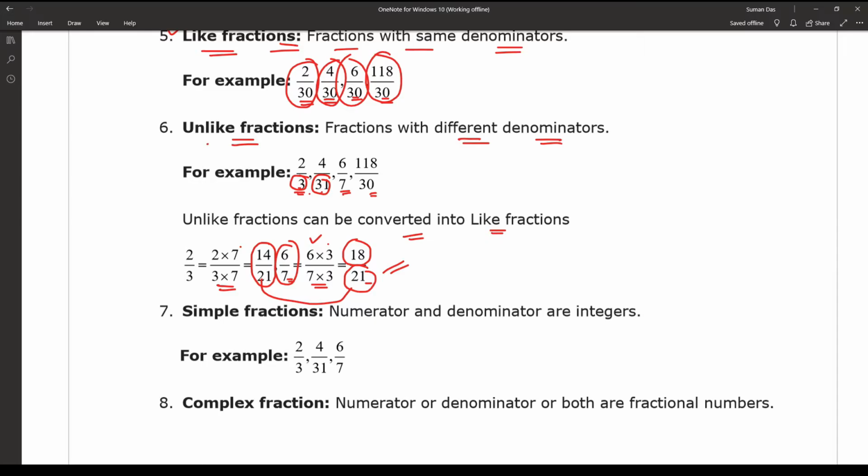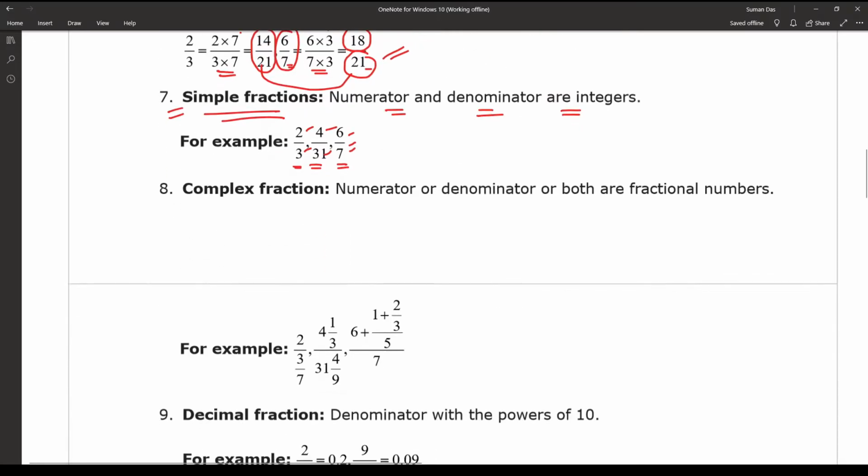The seventh one is known as the simple fractions. The numerator and the denominator are integers. That means 2 by 3, 4 by 31, 6 by 7. Here the numerators and denominators are all integers. So these fractions are examples of simple fractions.